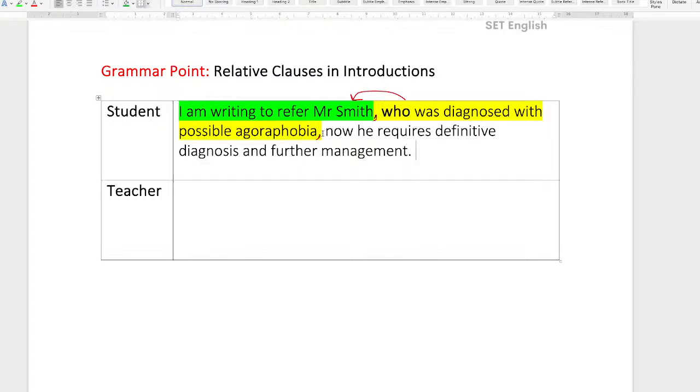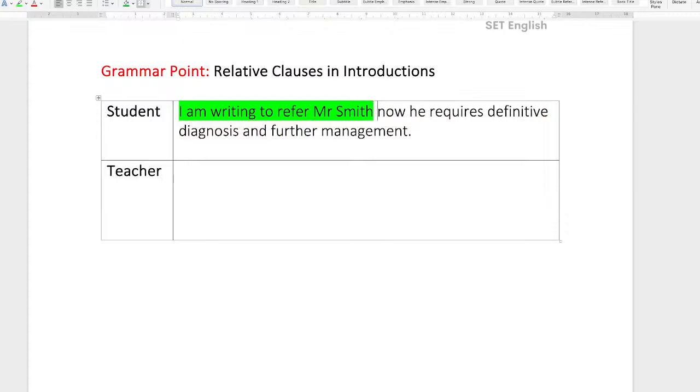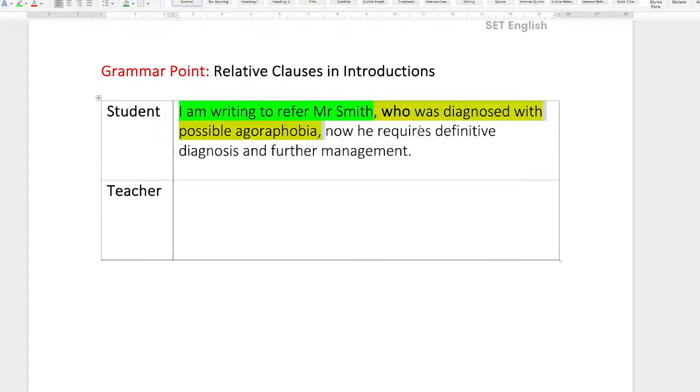When we remove non-defining relative clauses, what we're left with should be a main clause that makes sense. So what happens if we remove this? I'm writing to refer Mr. Smith. Now he requires definitive diagnosis and further management. Well, that doesn't really work because I've got a verb phrase here and I've got a verb phrase there, but I'm not using any linker to connect them together. So that doesn't work. That's a problem for us.